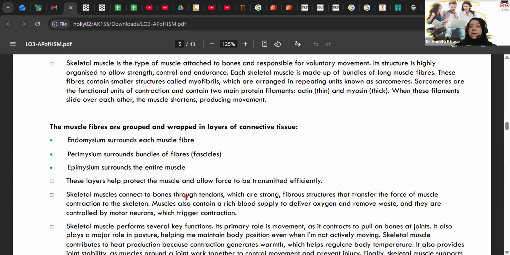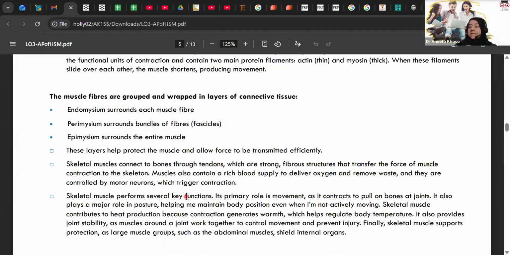The muscle fibers are grouped and wrapped in layers of connective tissue. The endomysium surrounds each muscle fiber. The perimysium will surround the bundles of fibers. And the epimysium surrounds the entire muscle. These layers help protect the muscle and allow force to be transmitted efficiently.